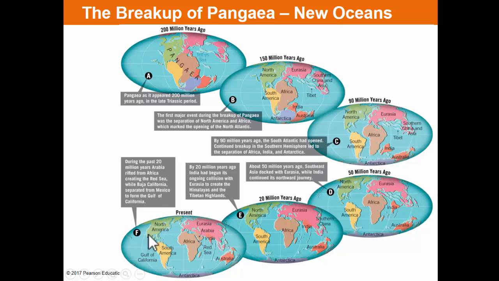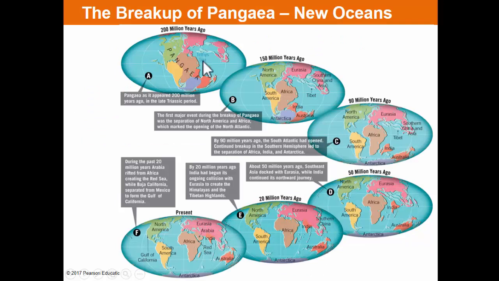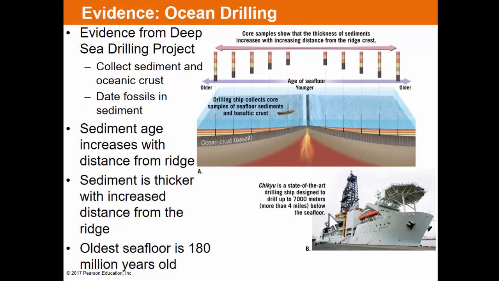The Baja has begun to rift away from what is mainland Mexico to form the Gulf of California. If the present day plate motions continue, the thinking is that ultimately it will all come back together as a new supercontinent sometime in the future. And that cycle, from a supercontinent here, Pangaea, 200 million years ago, to plates all separated, to them all being smushed back together, is known as a Wilson cycle. Wilson is the first scientist that actually described that.